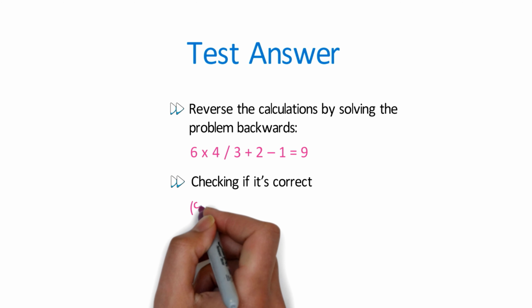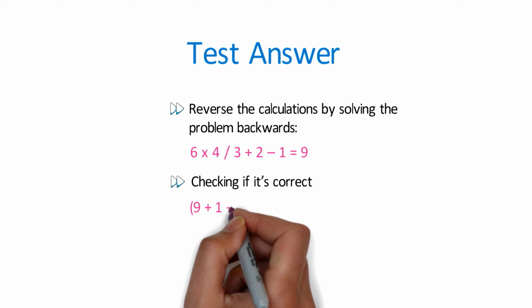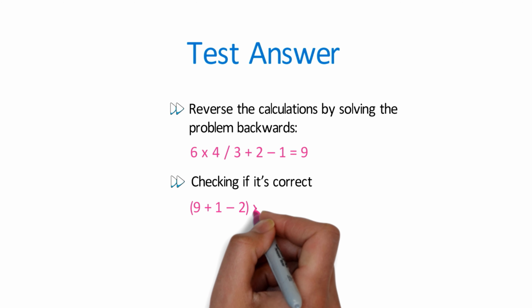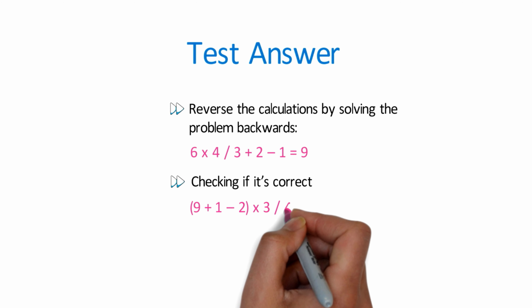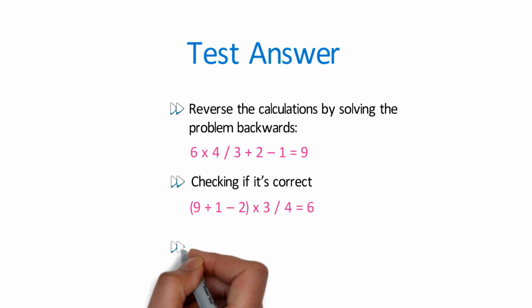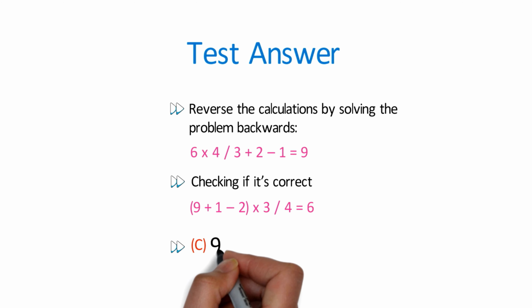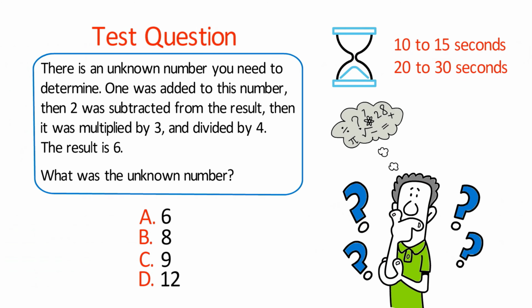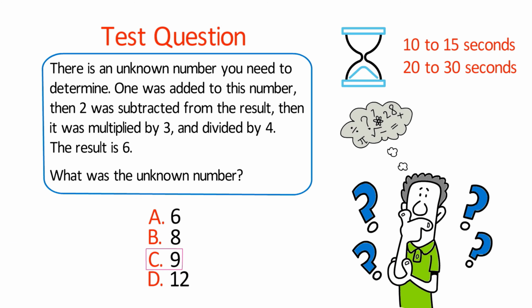Let's put in parentheses 9 plus 1 minus 2, close parentheses, then multiply the result by 3, divide by 4, and the result will be equal to 6. So the correct choice here is choice C, 9. Hopefully you've nailed this question and now know how to answer similar problems on the test.